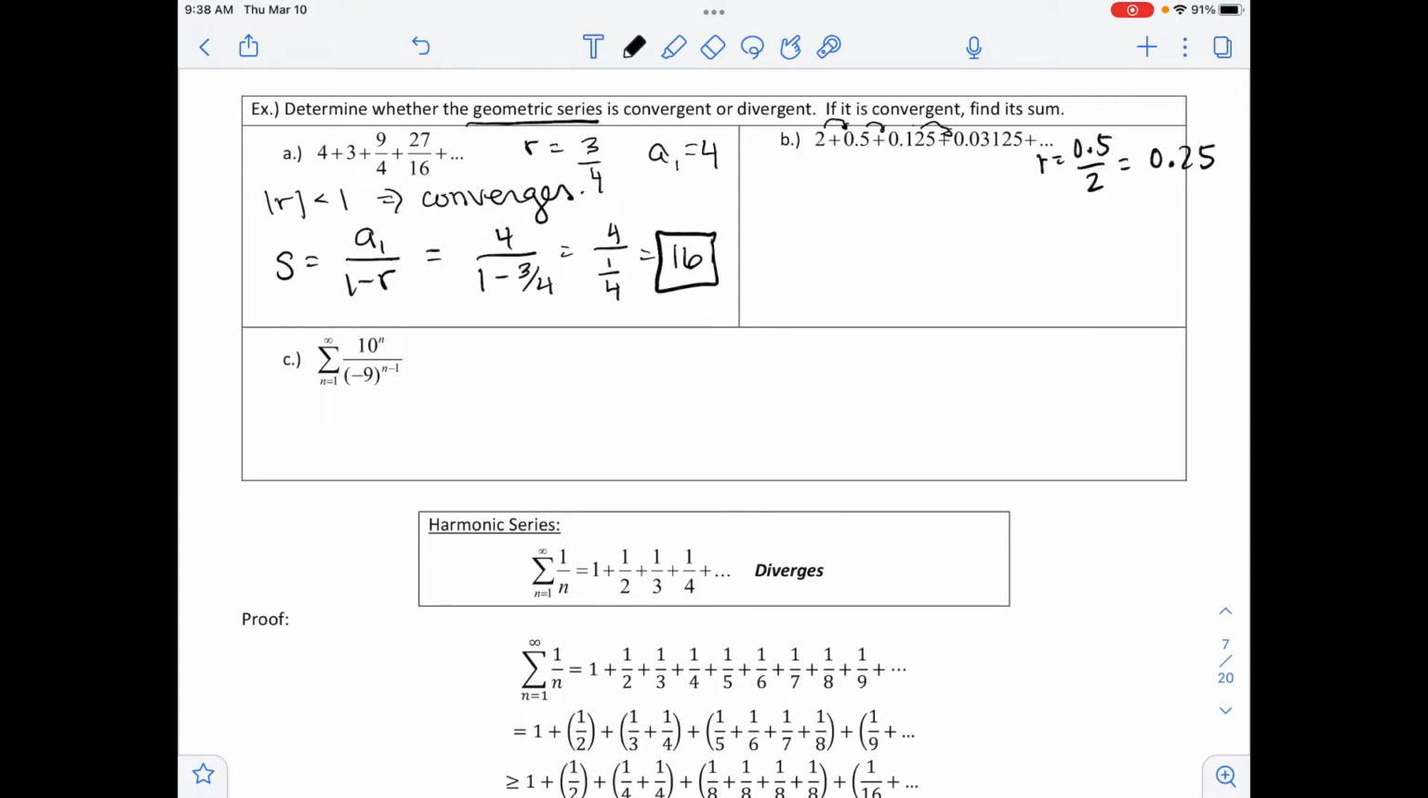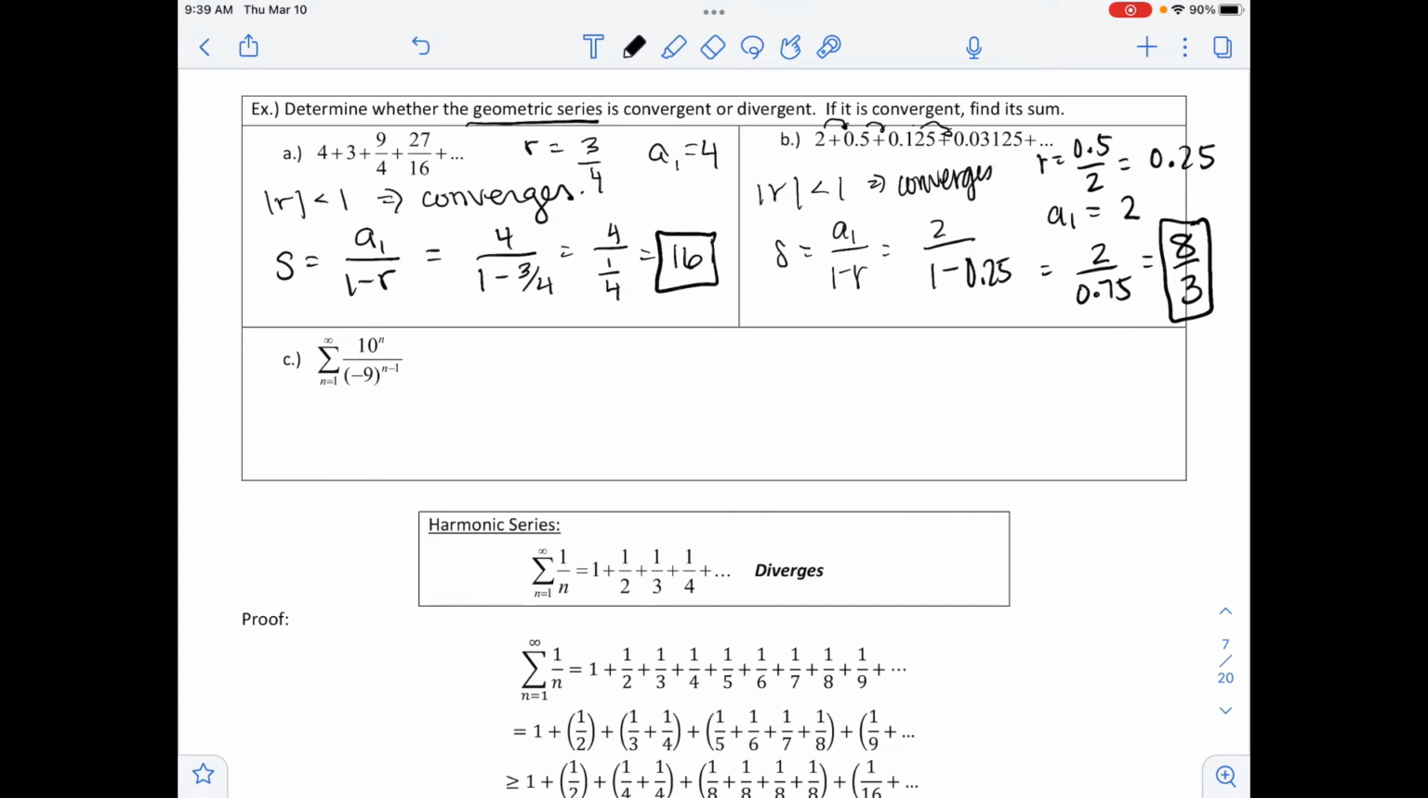And it does tell us in this problem that it is a geometric series, so we do know that. And then our a sub 1 value is equal to 2. And since the absolute value of r is less than 1, we would be able to say that this is going to be convergent. So the sum, again, is equal to a sub 1 over 1 minus r, and a sub 1 is equal to 2 over 1 minus 0.25. And so this is going to be equal to 2 over 0.75, which works out to being 8 over 3.